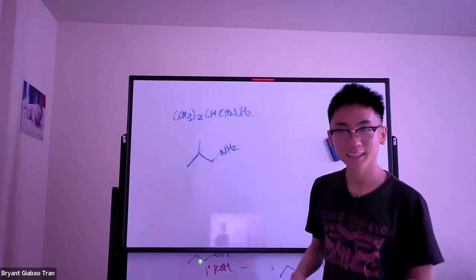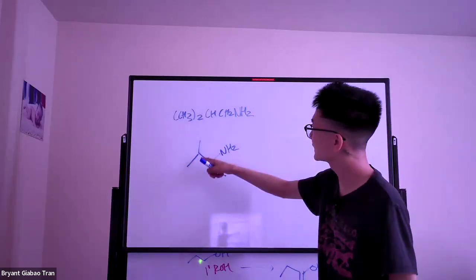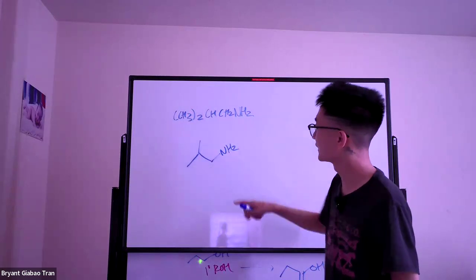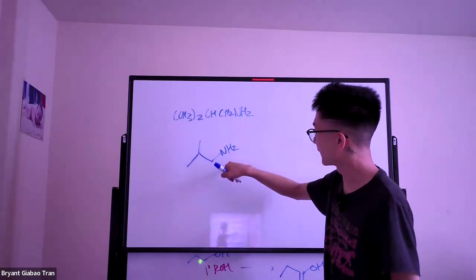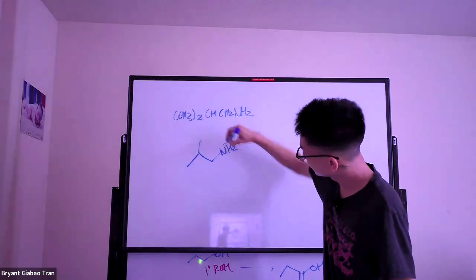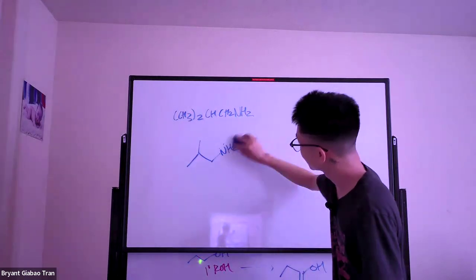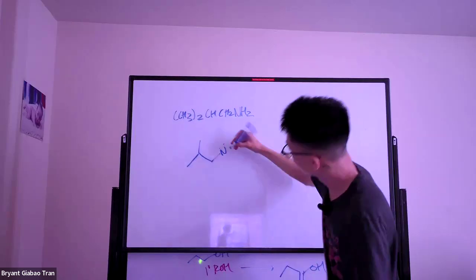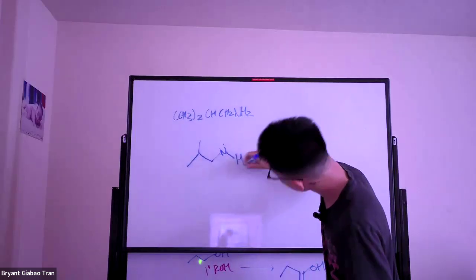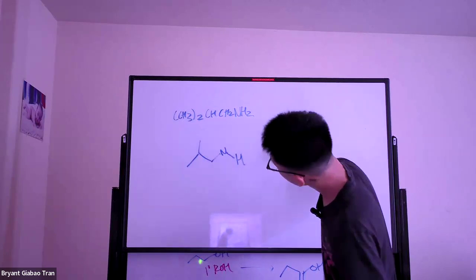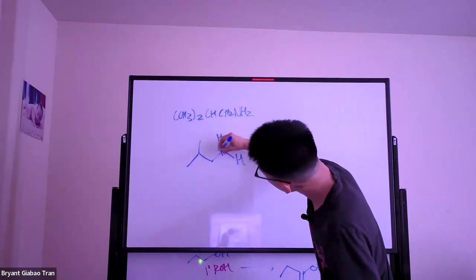Is that, yeah, that's it. NH2. This amine right here, and it's asking for the hybridization of this amine right here. So I'm just going to draw out the amine like this. H, one lone pair of electrons.